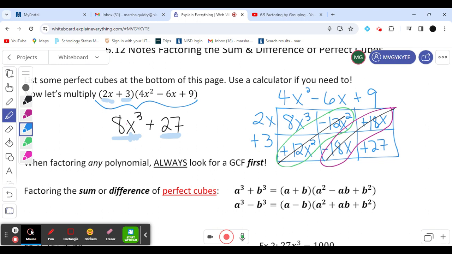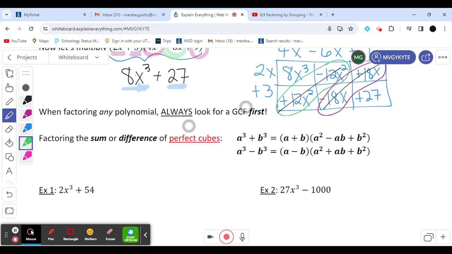How do we get the second binomial? The second set of parentheses is a trinomial. What is 2x times 2x? That gives us 4x squared. What is 3 times 3? That gives us 9. And what is 2x times 3? That gives us our 6x. So really, all we need to worry about are the signs.